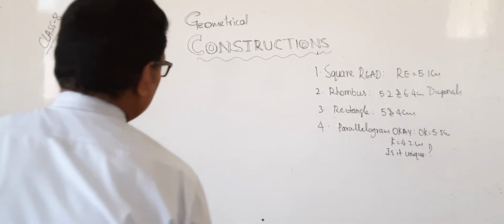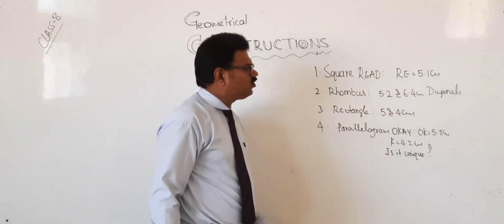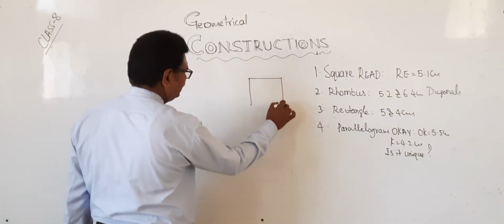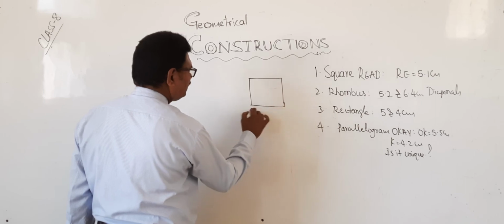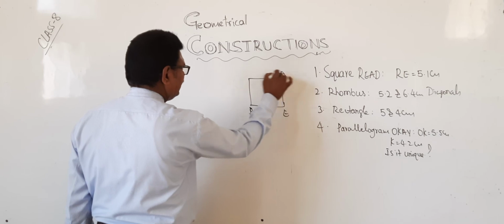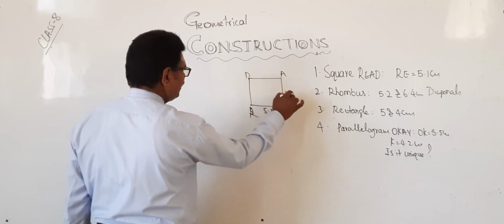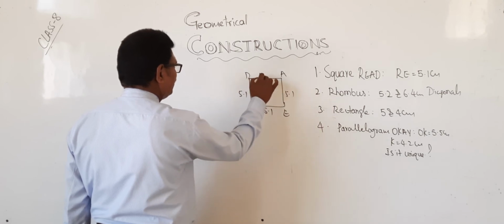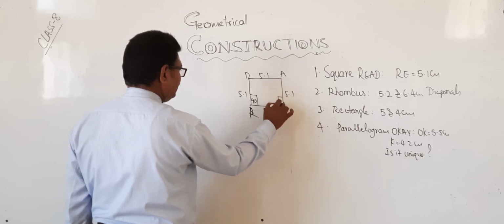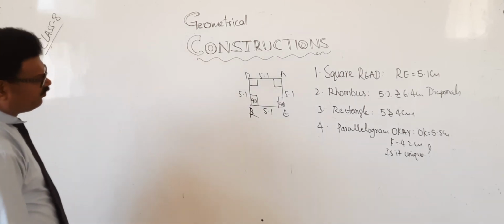Yes, the last set of problems. The first one is a square READ, with RE equal to 5.1. First we draw a rough diagram, then you will understand. Sides R, E, A, D are all 5.1, and all the angles are 90. So very simple. Okay?